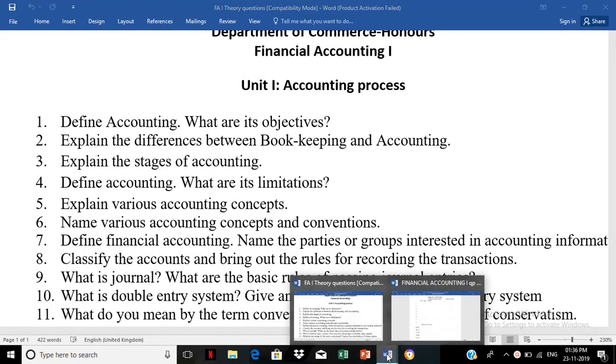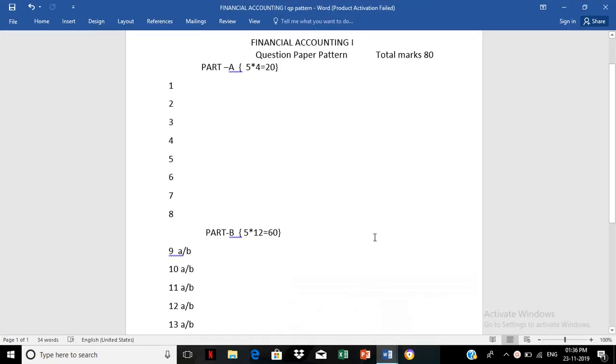Hi everyone. Now we are going to discuss the question paper pattern. This is for BCom first year, semester 1. This is the first time you are going to write your external examination. That's what we will discuss now. Now let's see how it's going to be.